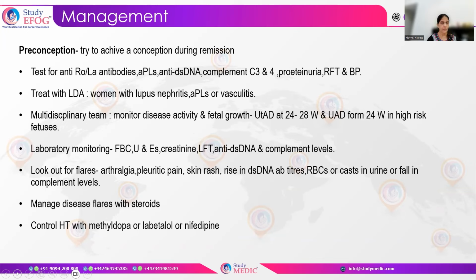If there are flares, the drug of choice to manage the flares in pregnancy is steroids. For hypertension, the drugs of choice are methyldopa, labetalol, or nifedipine. Remember, do not use labetalol if there is history of bronchial asthma. Mode of delivery, it could either be a vaginal delivery or LSCS for obstetric indications, and delivery should be in a consultant-led unit.